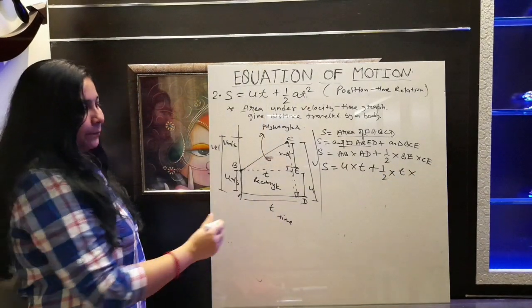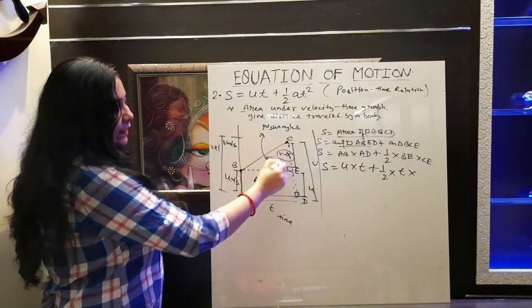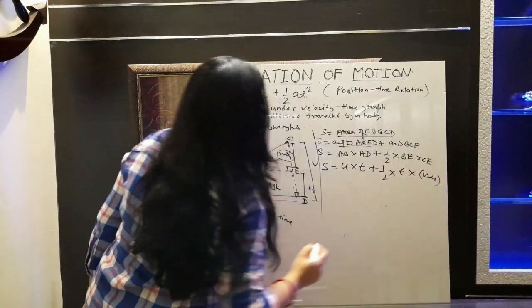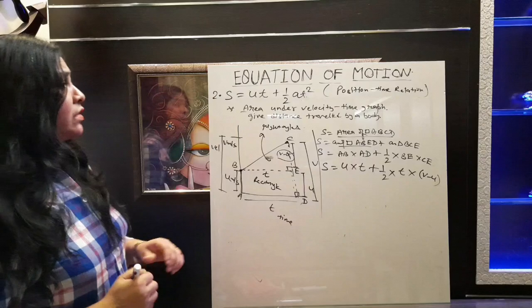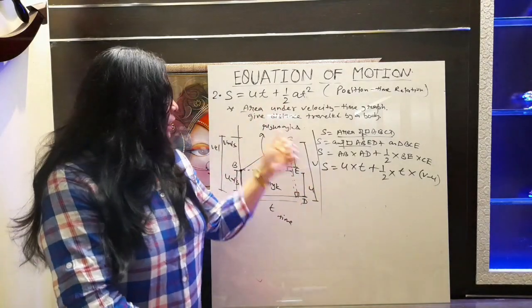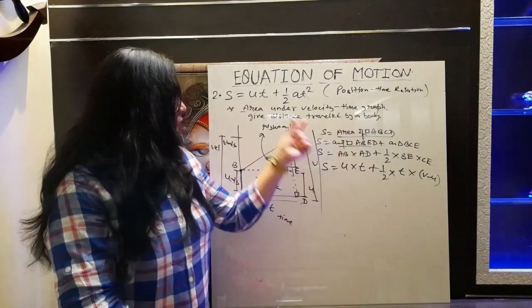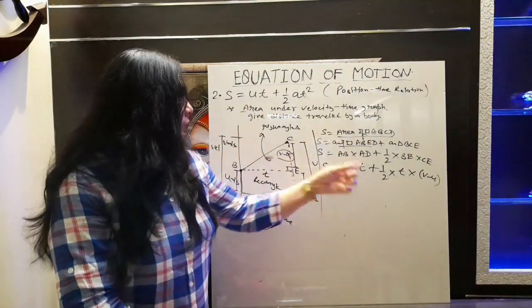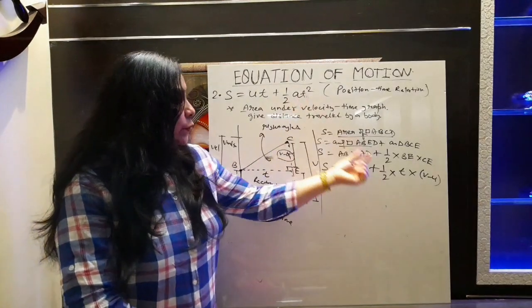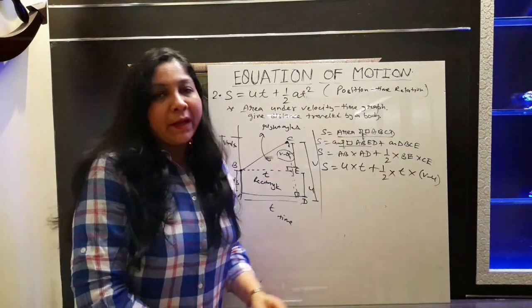And then C. What is C? We have that is V minus U, right? So just put the value of this as V minus U. Now if you see your equation, we are very near to that. S is equal to UT, we are getting here. Plus half also we are getting here. This is AT square, but we are getting here V minus U.